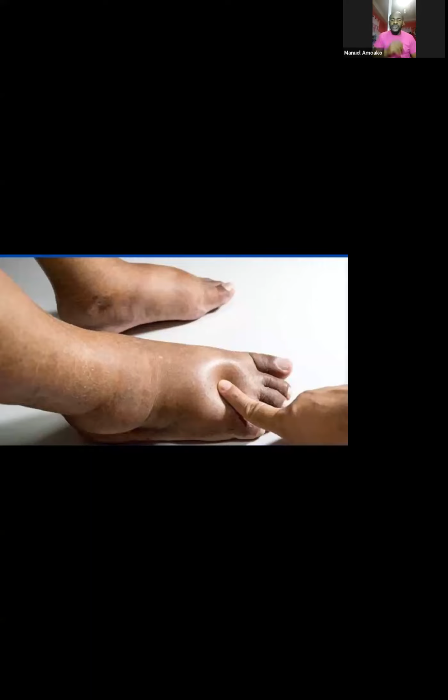This is how it looks like. So you could see that there is a lot of blood and water located around your ankle. So when you press it, it causes a pitting edema.